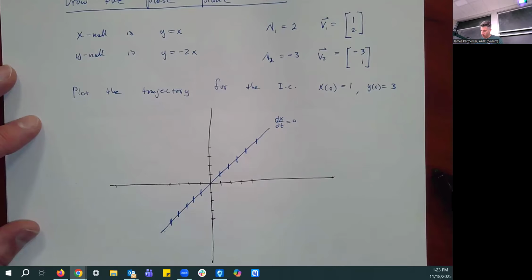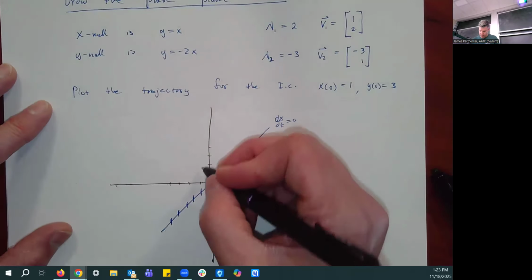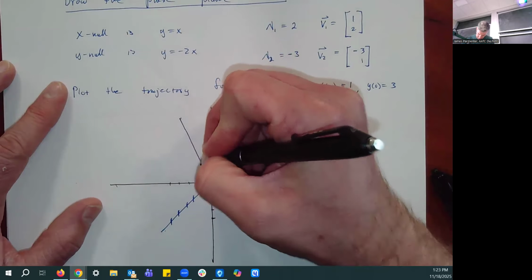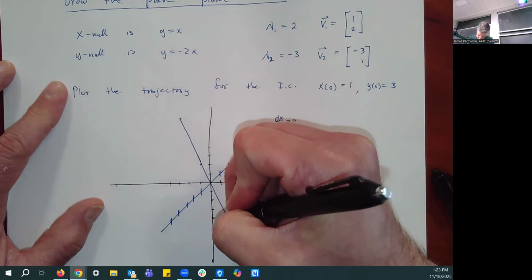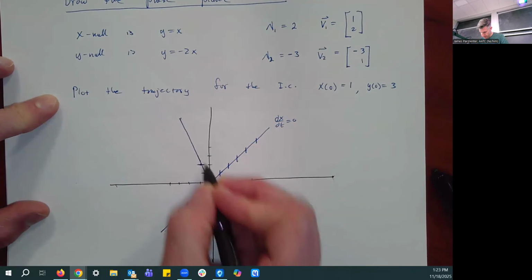And then for our y nullcline, which is y equal to negative 2x, it's going to look like this. And again, all those arrows should be purely horizontal.